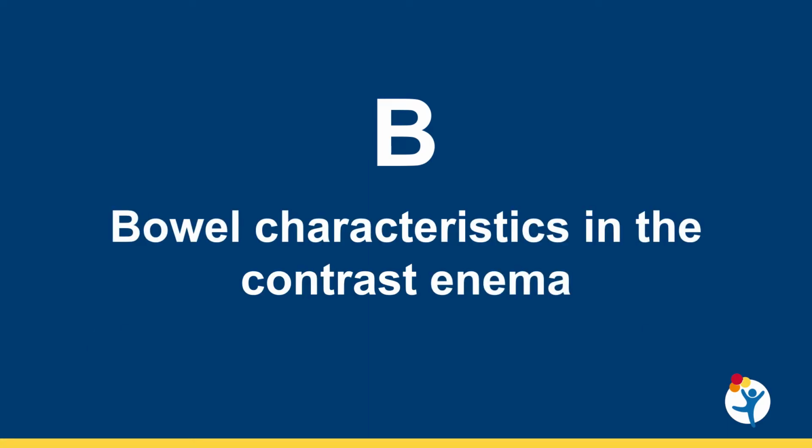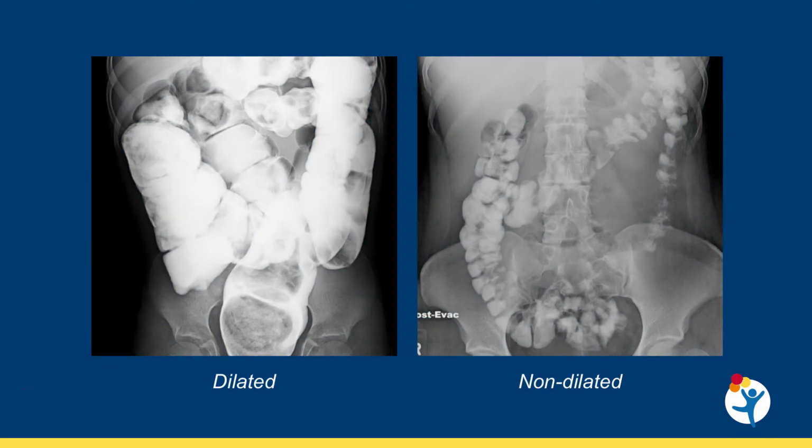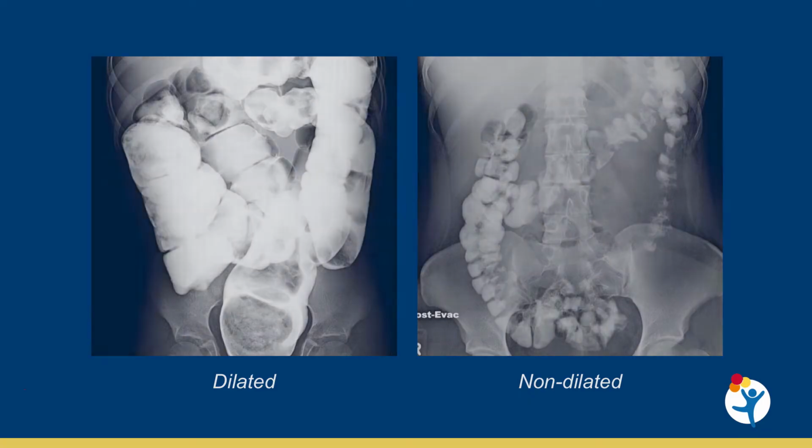B is the bowel characteristic on the contrast enema. Does this patient have a dilated bowel, or does this patient have a non-dilated bowel? Patients with a dilated colon will need very large and concentrated enemas, and patients with a non-dilated colon will need a small volume enema and sometimes loperamide.